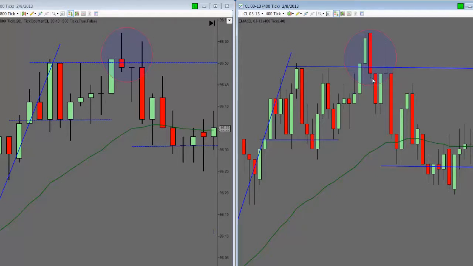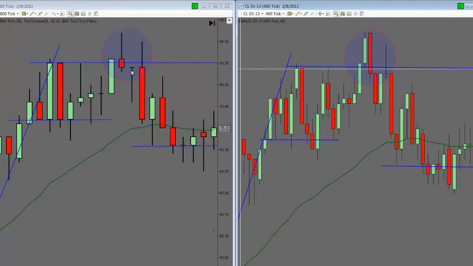Going short right here, keeping your stop above here, was the right trade, because despite the fact that we had this move up here, your entry price would have been somewhere in the neighborhood of 96.48. Notice this. Price comes down. It attempts to go up the first time, fails. Attempts to go up the second time, fails, and you go short at 96.48.